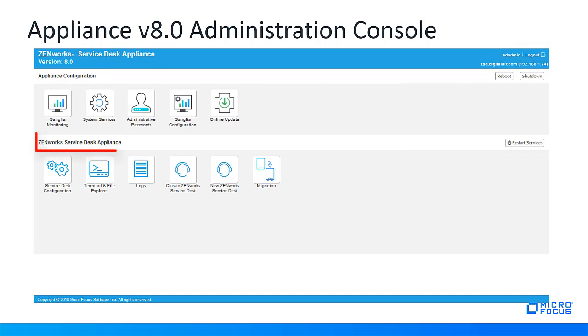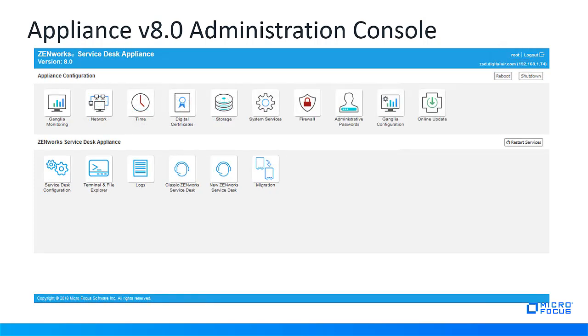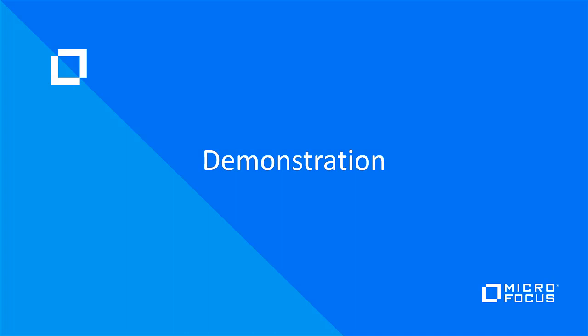The ZENworks Service Desk appliance, if logged in as SD admin, you have the ability to do some Service Desk configuration, Terminal and File Explorer, logs. You have a classic ZENworks Service Desk, and then the new ZENworks Service Desk, which has the Angular coding for the customer. And then the migration for version 7.4. You also have the ability to reboot, shut down, and restart services. If you log in as root, you have a couple more tiles here: network, time, storage, and firewall. So you can manage more of the OS when logged in as root. Let's demonstrate installing Micro Focus Service Desk version 8 with an embedded database.